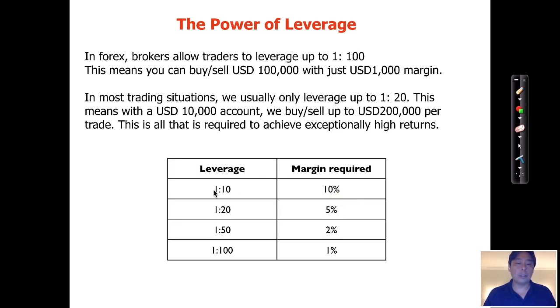So notice that based on the leverage, it tells you the margin required. So again, 1:20 means that we just put a 5% deposit, or 5% of the contract size, to go long or short on the position. Right, so that's how we use leverage.